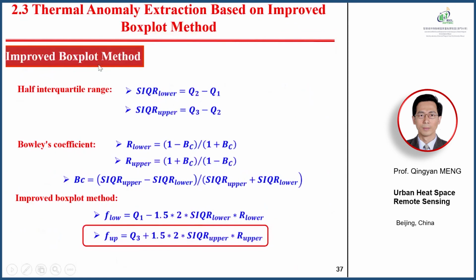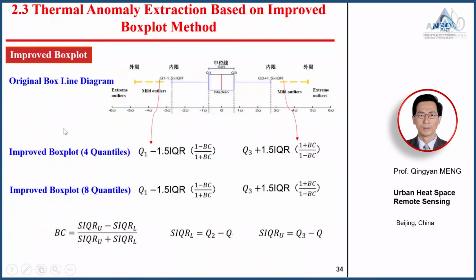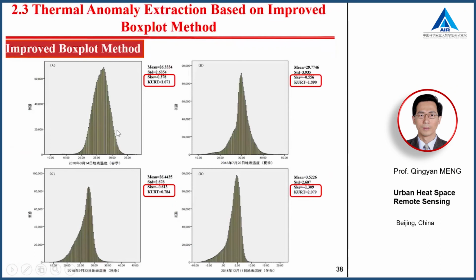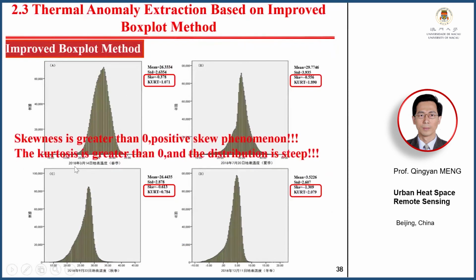Okay, this is the improved box plot method, the half interquartile range and the Borel coefficient. The improved box plot method I have mentioned to you, just here, the quartile and octile. To study it, we can see the skewness is greater than 0, a positive skew phenomenon, and the kurtosis is greater than 0, so the distribution is very steep.